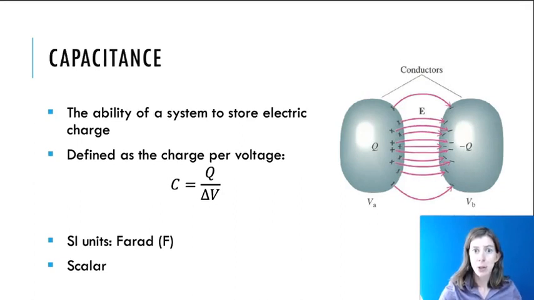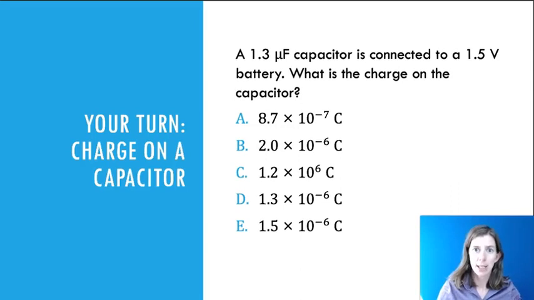Capacitance has new units. It's called a farad and it uses the letter F. Capacitance is a scalar, so we don't have to worry about any kind of directions here. So every capacitor has a certain capacitance. Let's look at a question.